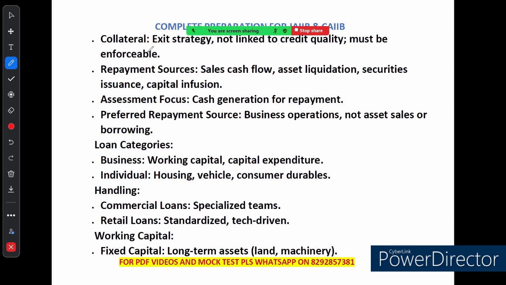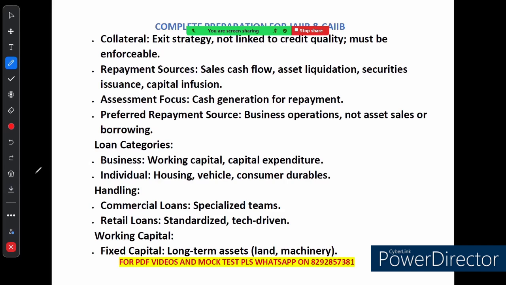Now let's talk about the loan categories. So you can see the repayment sources, assessment focus, and preferred repayment source. Obviously, the preferred repayment source is business operations, not asset sale. Again, I have told you. Now, loans come in different shapes and sizes, whether you are running a business or managing personal needs.